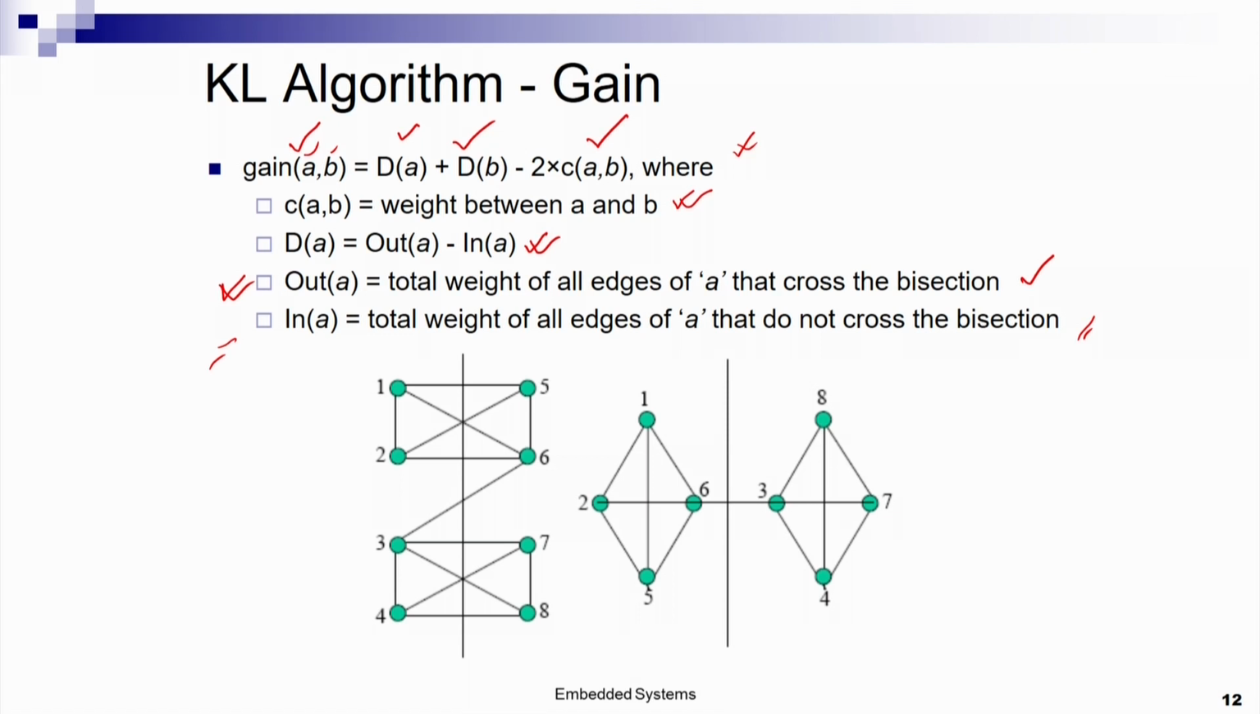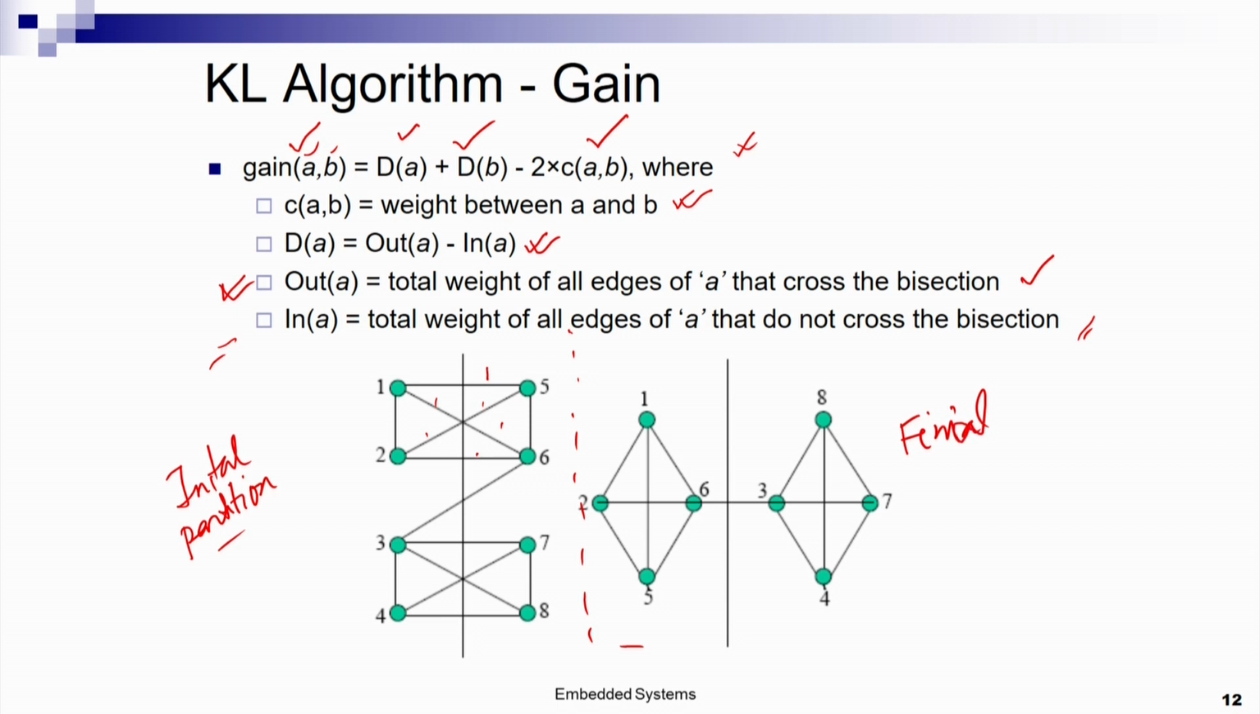For simplicity, let us assume that all these edges have cost 1. Now, I have an initial partition, and this, let us say, is my final partition. This is final, and this is my initial random partition I start with.